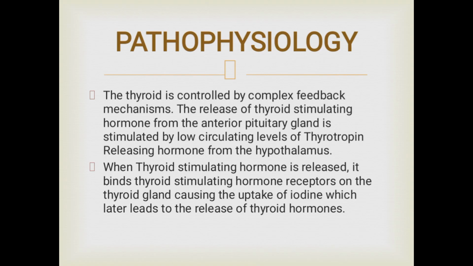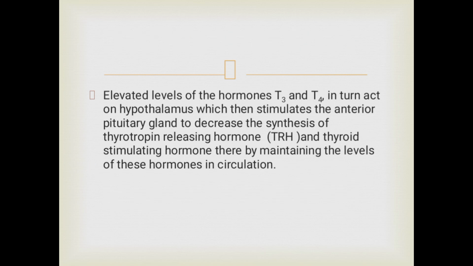So if there is a feedback mechanism in cases where we have low circulating T3 and T4, what will happen is the hypothalamus is going to produce thyrotropin releasing hormone that will act on the anterior pituitary gland, which will cause the release of thyroid stimulating hormone. Then the thyroid stimulating hormone will act on the thyroid gland to cause the release of T3 and T4, so that there is maintenance of those hormones.